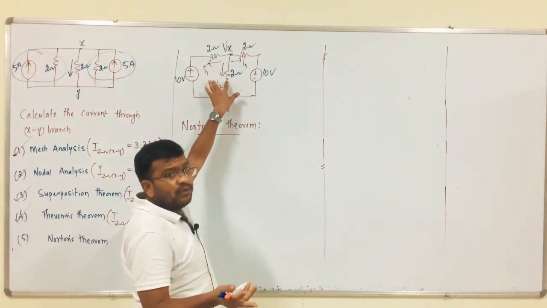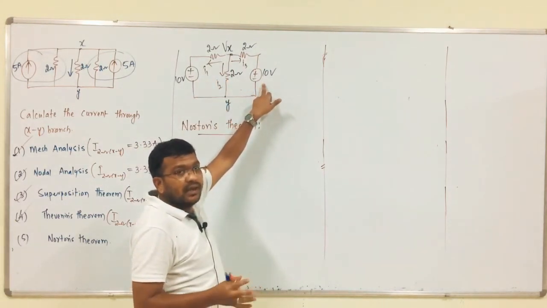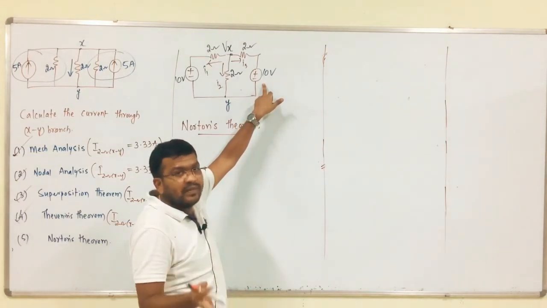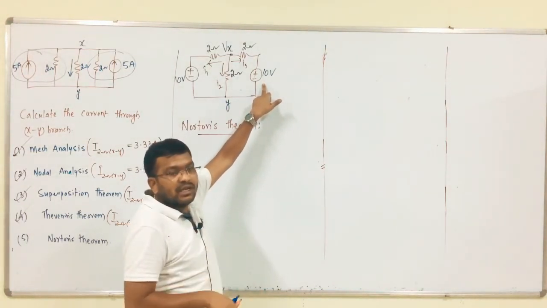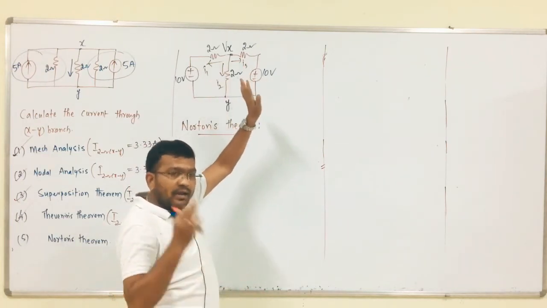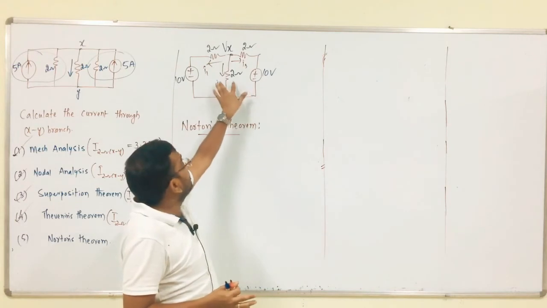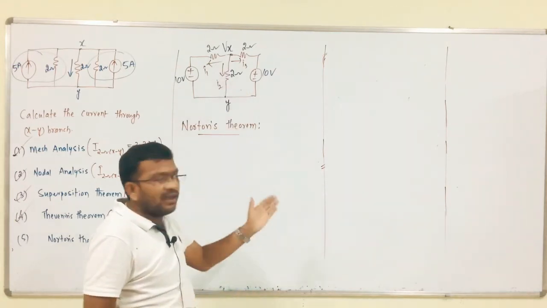In step 2, replace these voltage sources with their internal resistances and calculate the equivalent resistance. That resistance is nothing but Norton's resistance. In step 3, obtain the Norton's equivalent circuit by connecting ISC or IN in parallel with RN. Step 4, reconnect this branch and calculate the load current. That is it. Same like Thevenin's theorem.